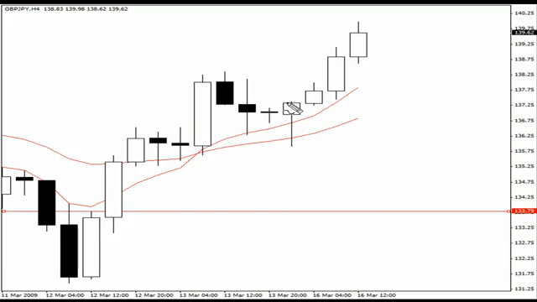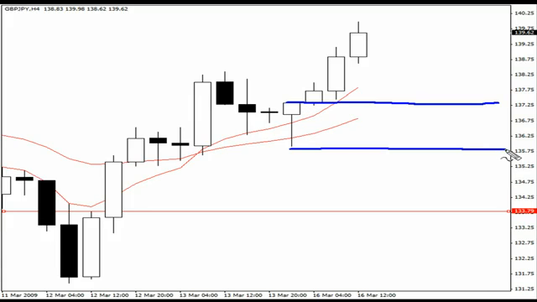Now I've entered on the close of this bar. I actually entered at 136.99. It was just before the close of that bar, and we would place the stop according to the trading course notes below the low, and I'm looking for a minimum of 2 to 1. And ideally looking for 3 or 4 to 1.